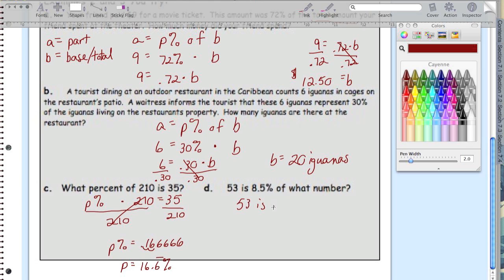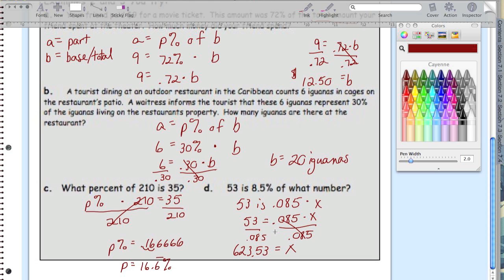53 is 8.5% of what number? 53 is 0.085 times x. Again, that can be written as an equal sign. Go ahead, divide by 0.085, divide by 0.085. These cancel, x comes down. 53 divided by 0.085 is 623, we'll round it. So 53 is 8.5% of 623. And we got it.